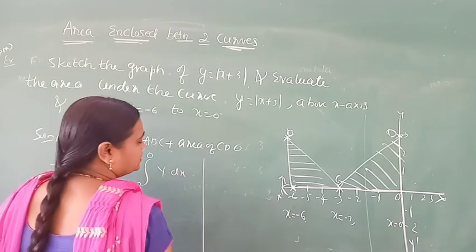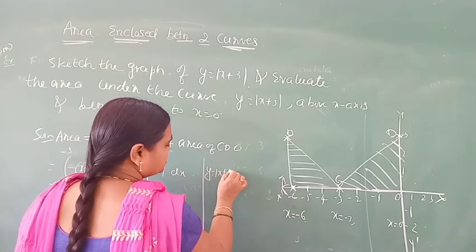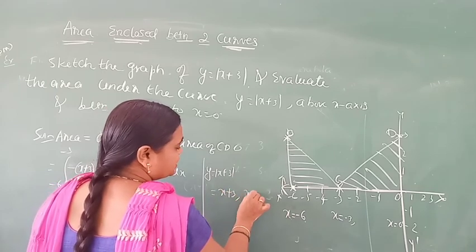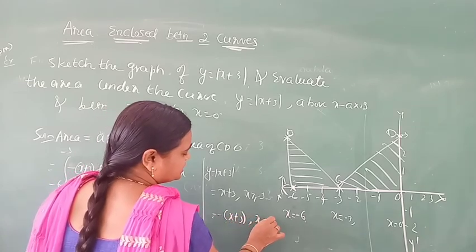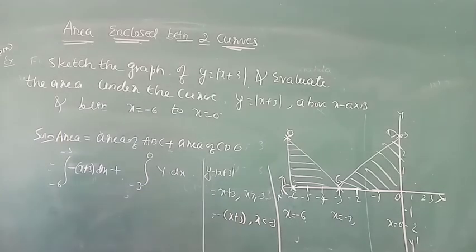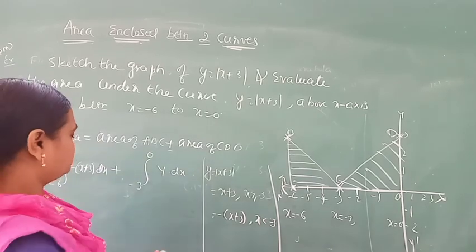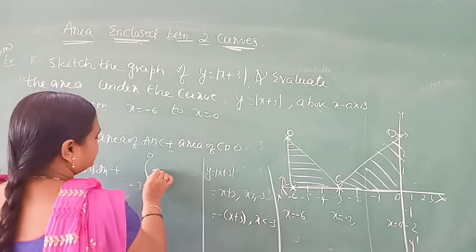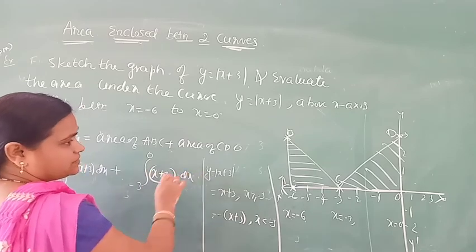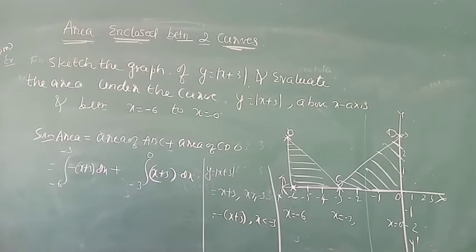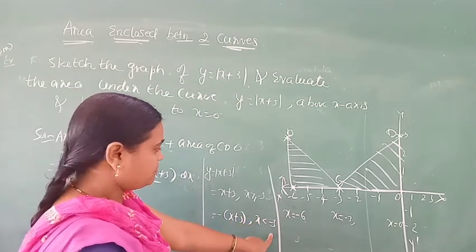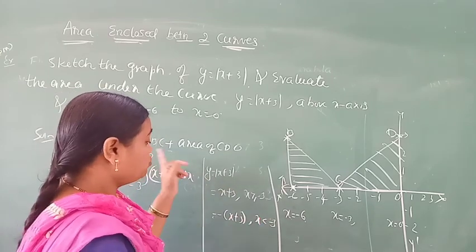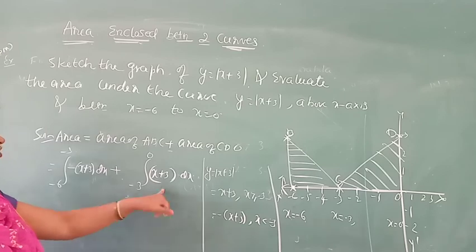Did you understand? See, there is a condition for mod of x plus 3. The condition is: x plus 3 when x is greater than or equal to minus 3, and minus of x plus 3 when x is less than minus 3. Minus 6 is less than minus 3, therefore we are taking this one. Minus 3 to 0 means x is more than minus 3, so we are taking x plus 3 dx. Please try to understand. Minus 6 to minus 3 is less than minus 3. Why? Minus 6 is less than minus 3. 0 is more than minus 3. That's why we are taking this one as positive, this one as negative.